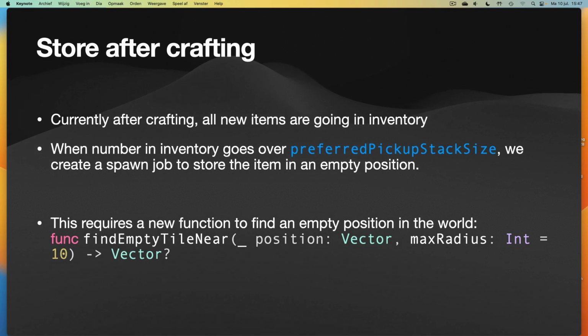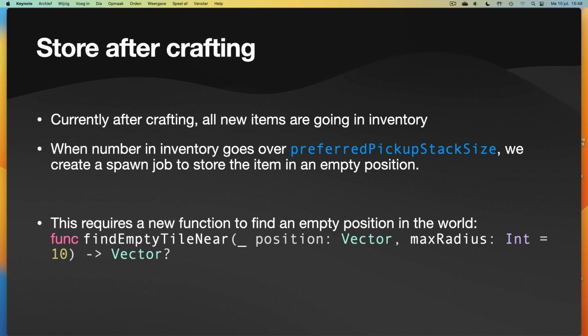Today, we are going to implement the behavior where a craft job that finishes spawns a store job if necessary. And to do that, we need a place to store these items that were created. And we will assume that we do that on an empty tile near the entity. So we need a new function that gives us an empty tile somewhere in the world where we can then store the item.